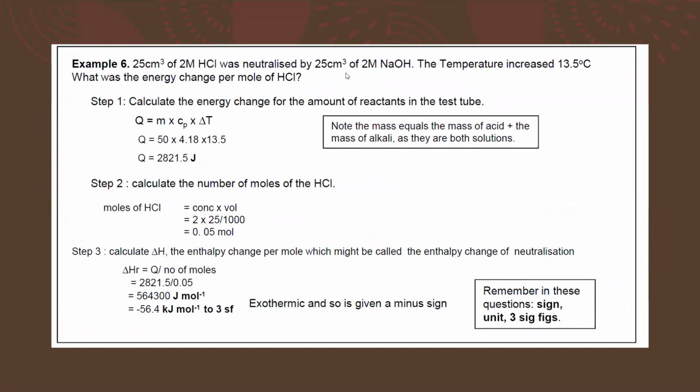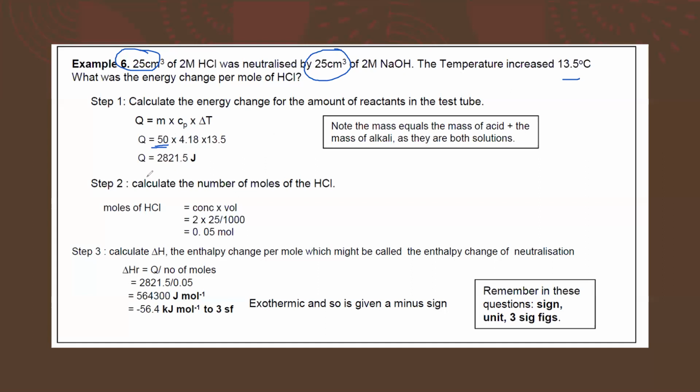Another example you can see: when 25 cm cube of HCl is mixed with 25 cm cube of sodium hydroxide, the temperature increased by a certain amount. So if it is 25 plus 25, how much water will be there? 50. That's why the volume of the solution is 50. So the volume of water will be 50 and the mass of the water is also 50.